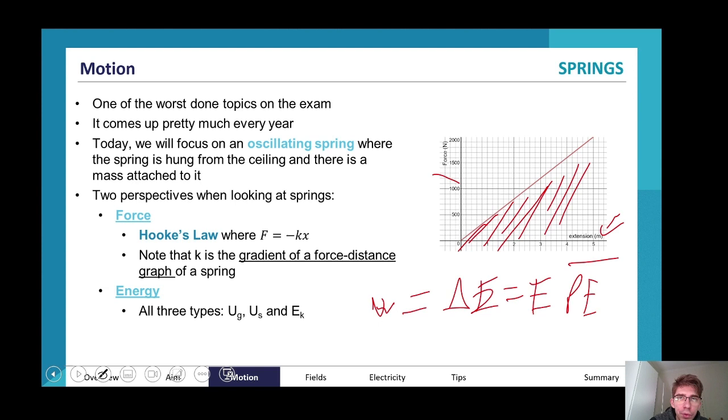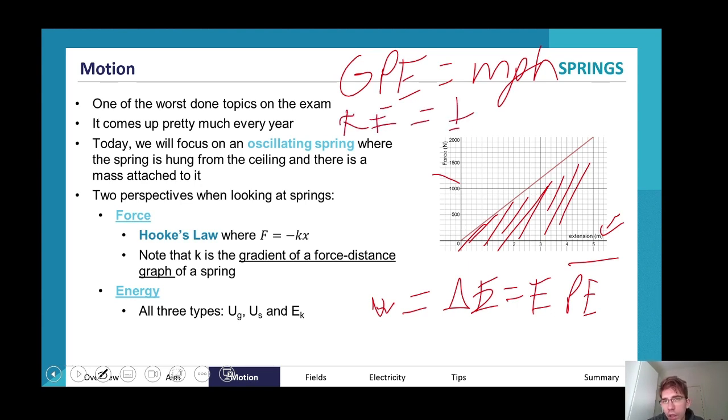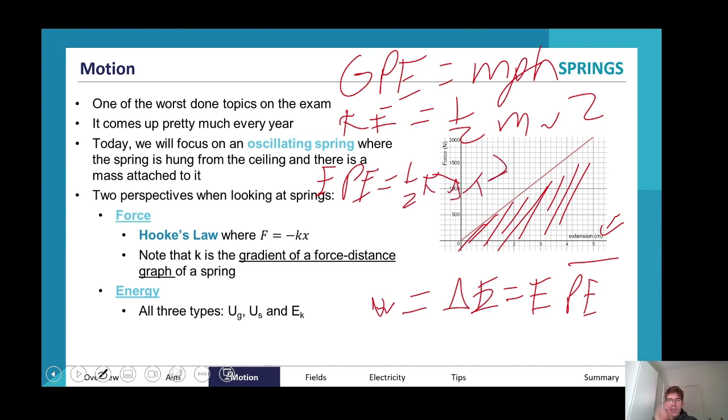And don't forget, we have three different types of energy. Gravitational potential energy, which is mgh. Kinetic energy, which is half mv squared. And elastic potential energy, which is equal to half k delta x squared. Some of you might be saying, we understand that the area under a force-distance graph with the correct unit represents energy.